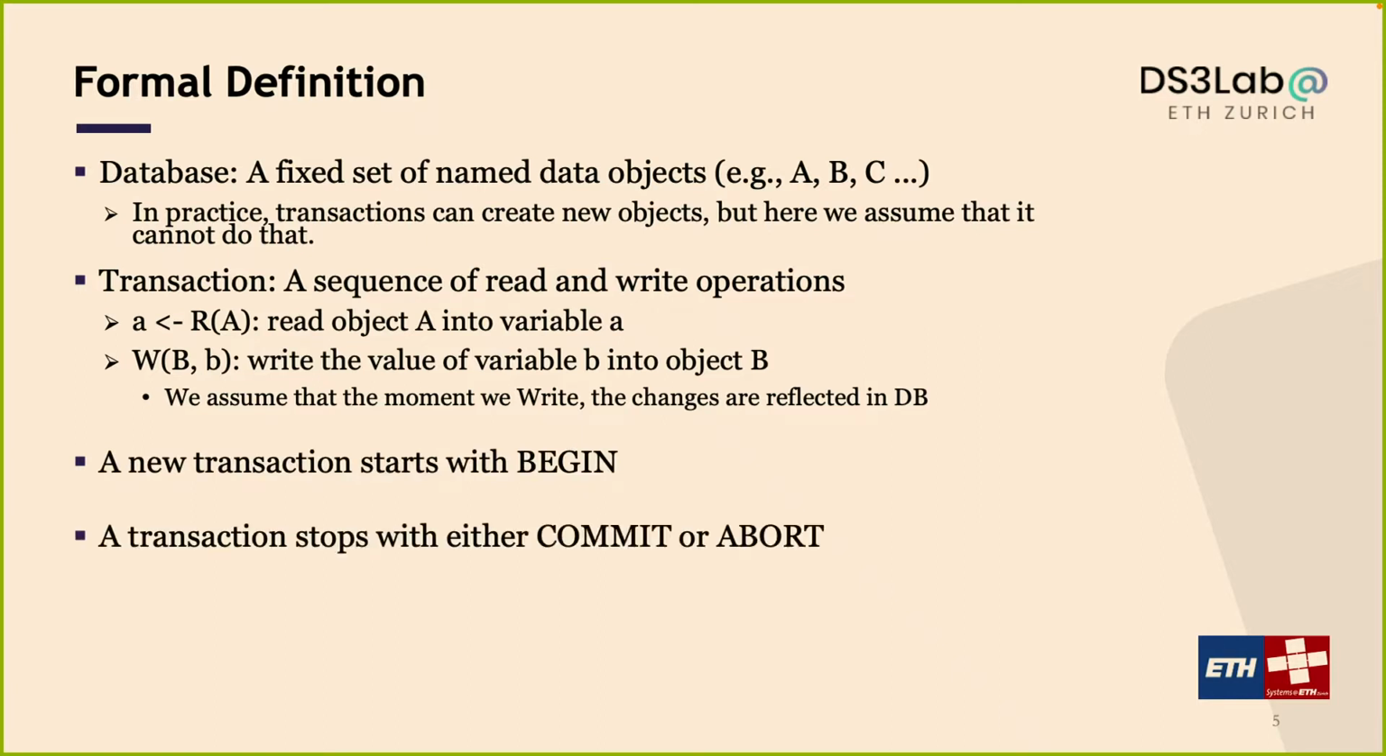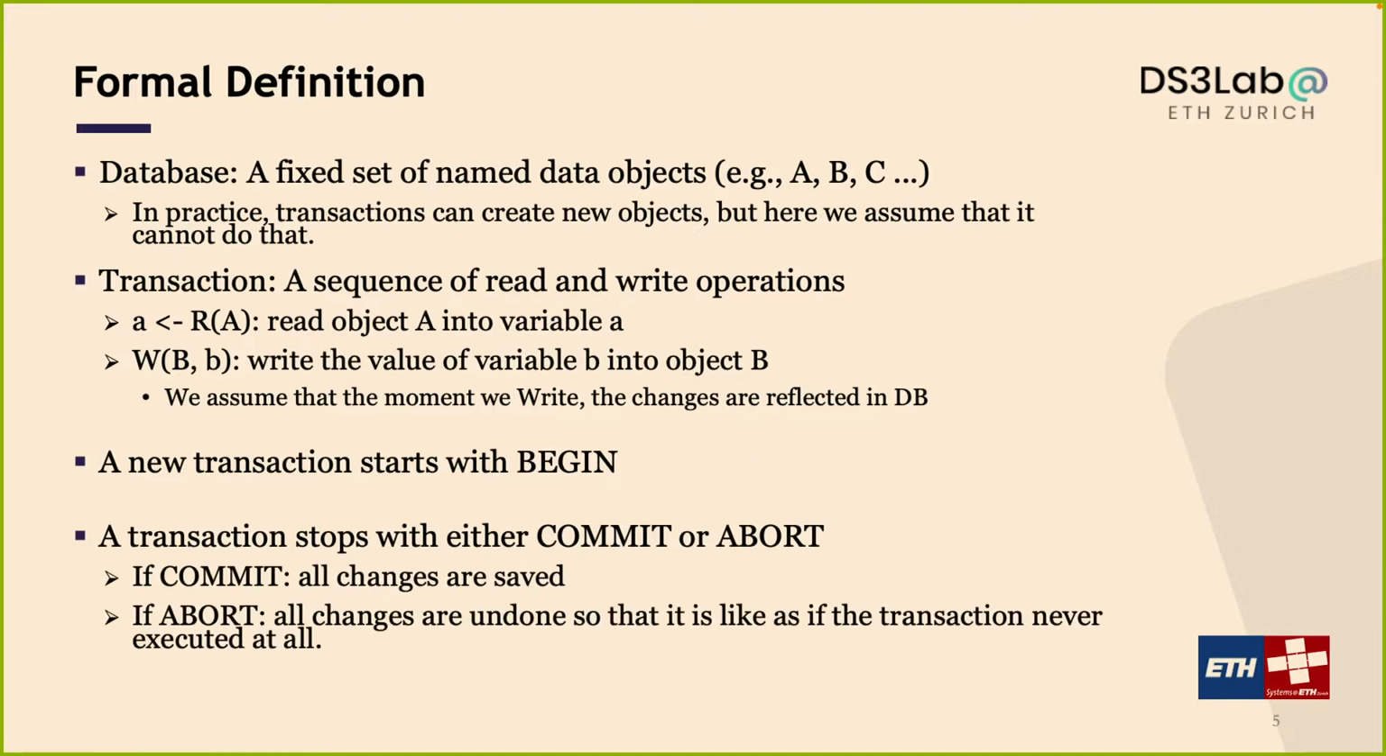A transaction starts with begin and could end in 2 different ways. You could either commit, telling the database to reflect all the changes, or you could abort. You say, I want to cancel this transaction, just roll back. I don't want any of the changes I made so far inside the system. If commit, all changes are saved. If abort, all changes are undone. So it is like this transaction never happened at all.